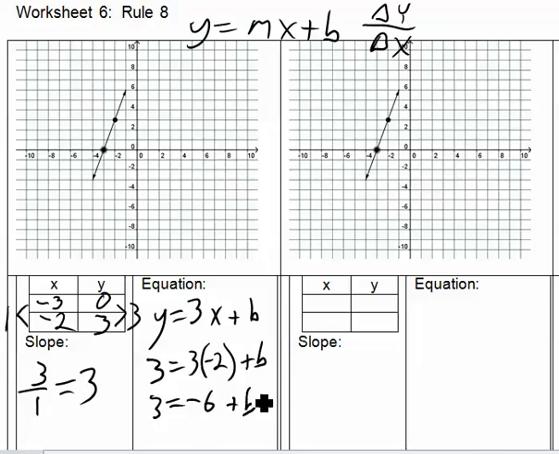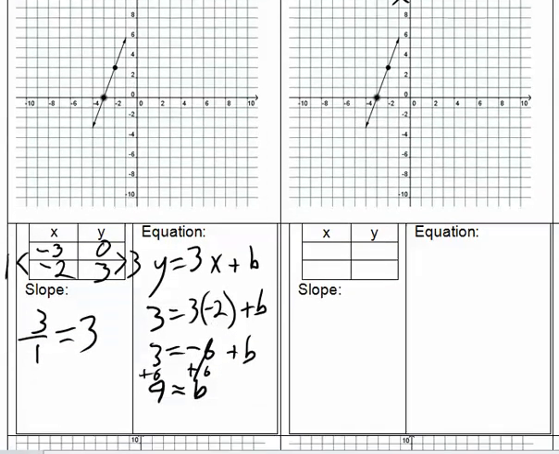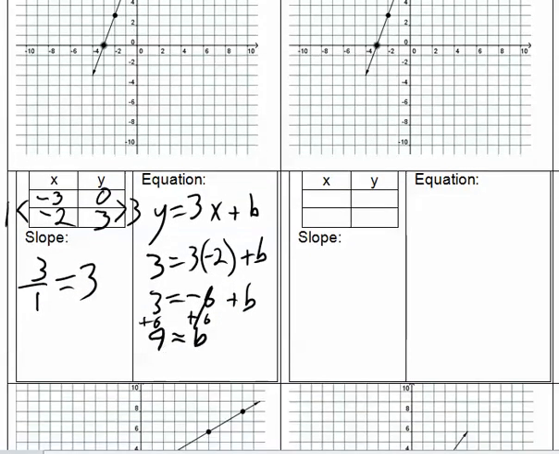So 3 equals -6 plus b. And if that's real obvious, then that's good. You can just think about it. But if it's not obvious, you can just solve this equation. So we're going to add 6 to both sides, and b equals 9. So if b equals 9, we can now write our equation. It's y equals 3x plus 9.